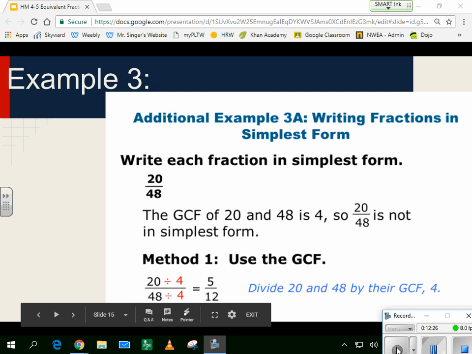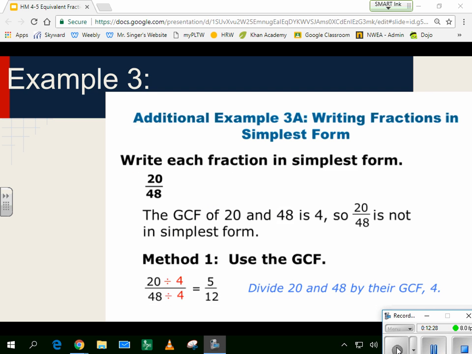Okay, I'm going to show you two methods. One is the one that you'll probably always use. Another method you may enjoy, especially if you're really good at prime factorizations. So let's say we were given the fraction 20/48. Well, to put it in simplest form, the method that works best for most people is to find the greatest common factor of the two numbers.